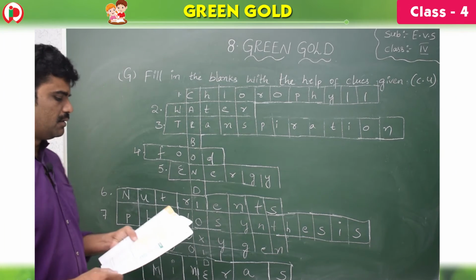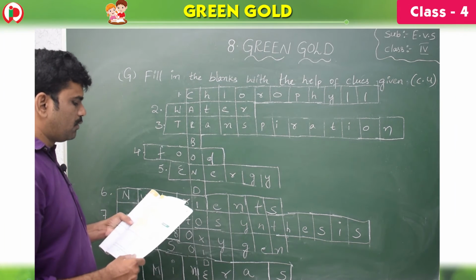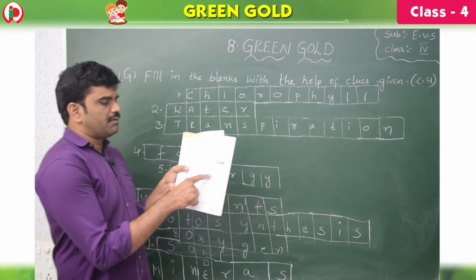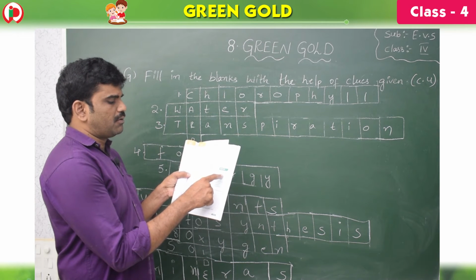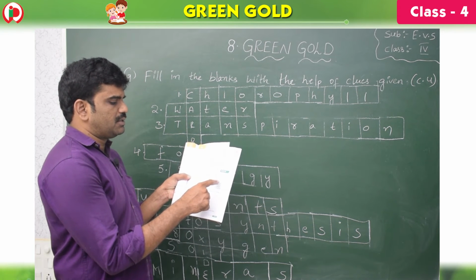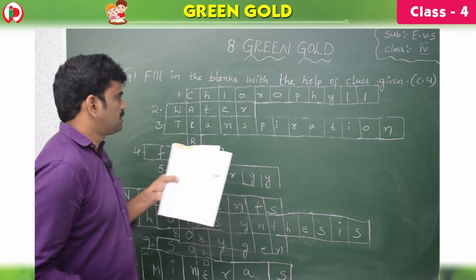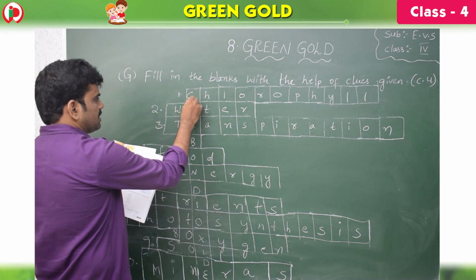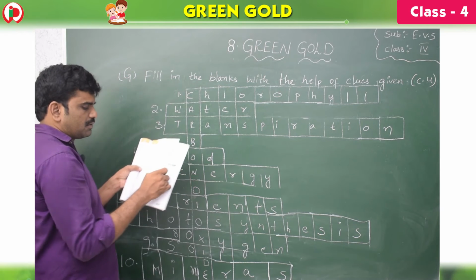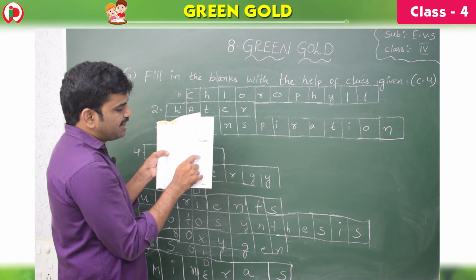Children, now it is fill in the blanks with the help of clues given. The clues are given, children, here: photosynthesis, chlorophyll, water, food, energy, soil, transpiration, minerals, oxygen, nutrients. So first one, start with C, no? Yes. So what is the word with C here? Yes, chlorophyll.